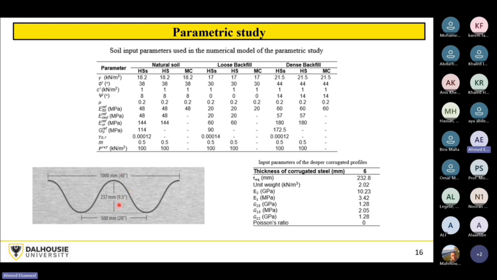And here we are using one of the deeper corrugated profiles, which has a wavelength of half a meter. And these are the orthotropic parameters, which are based, again, as I told you, upon the equations proposed in around 1980.